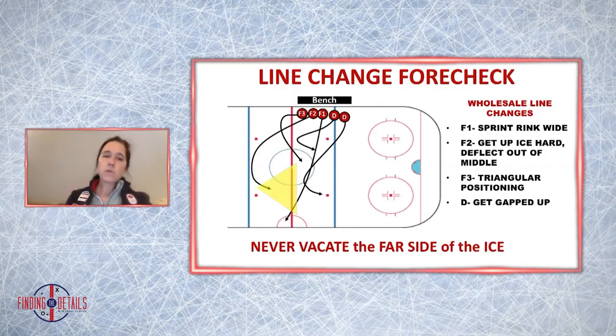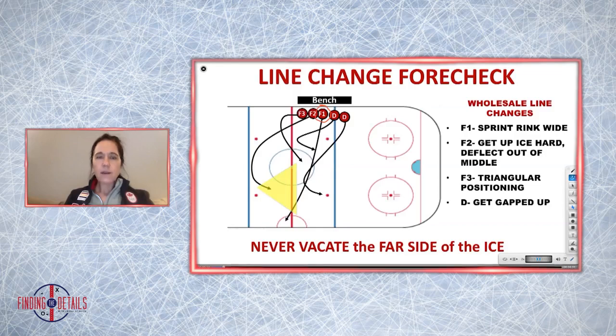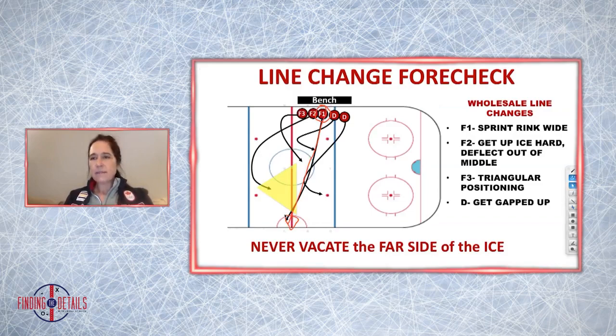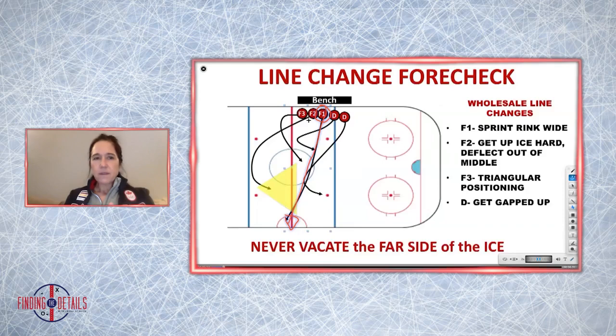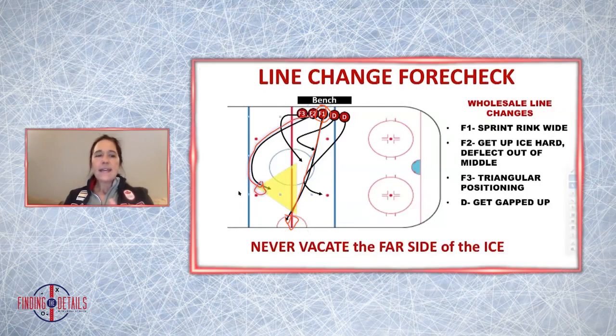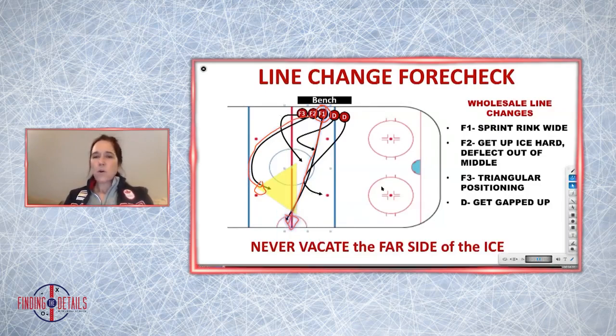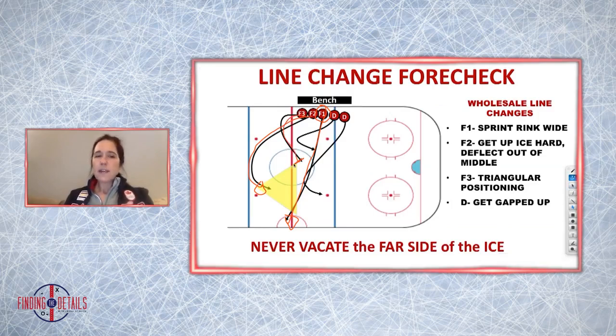If our number one rule was to never vacate the far side of the ice, then our first forward out, our F1, had the responsibility to go straight across to the far side of the ice. Our second person's responsibility was to angle and steer the play out of the middle of the ice and in towards our F1 over here. And our third person that stepped on the ice was going to come in through the middle into good triangular positioning between F1 and F2. And that's that yellow triangle here.